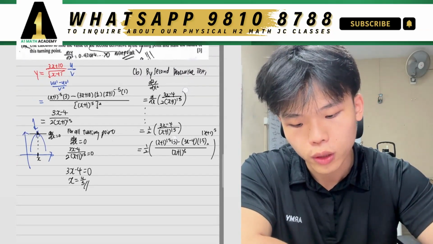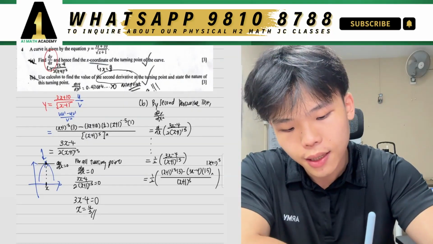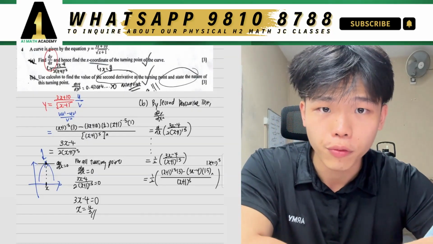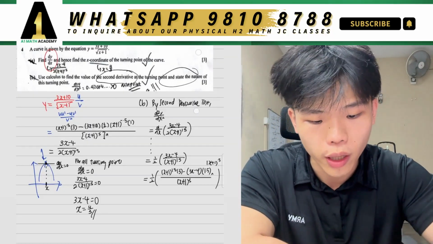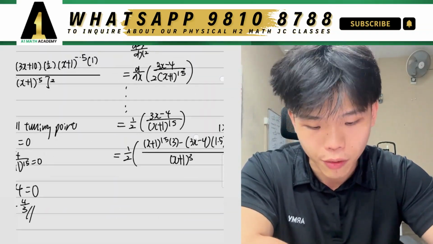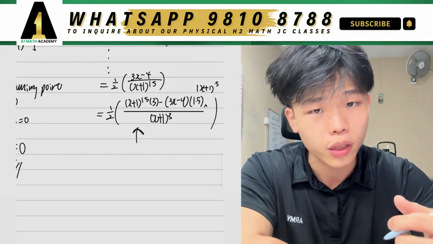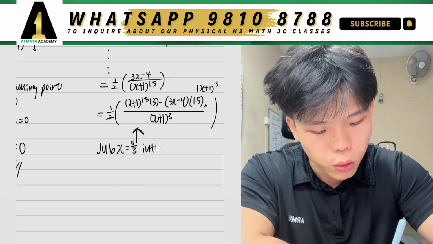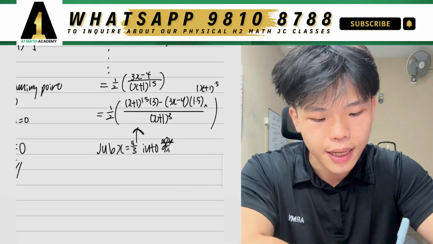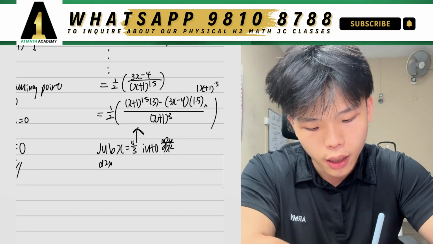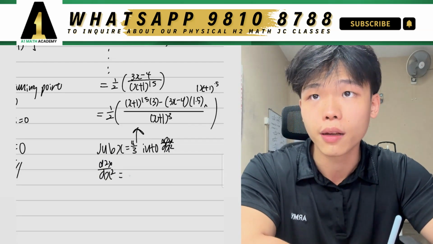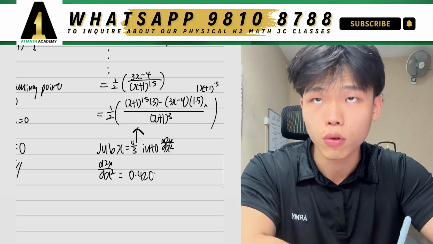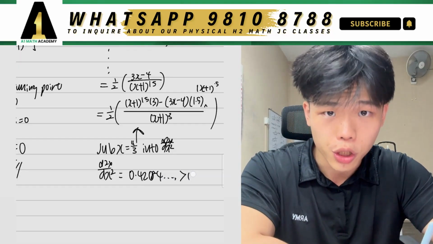So at the end of it all, you actually don't really need to fully expand this, because all we need to do is to just find out what is the nature of the stationary point. Of course, it'll be good if you simplify it all the way, but just for 3 marks, I wouldn't do that. At this point over here, it's good enough because we can just sub x equals 4/3 into our d²y/dx², and our d²y/dx² value will get a value of 0.42084..., which is positive.